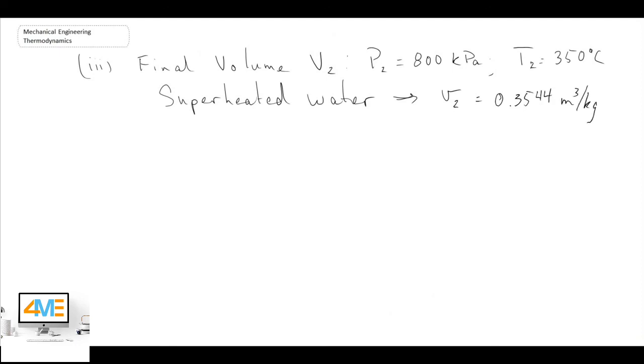So we get the specific volume at state 2, and from that, given that we already know the mass, we can determine the total volume at state 2, and that's going to be the total mass multiplied by the specific volume at state 2, and from that we get 33.111 meters cubed. So that solves the third part of the problem.